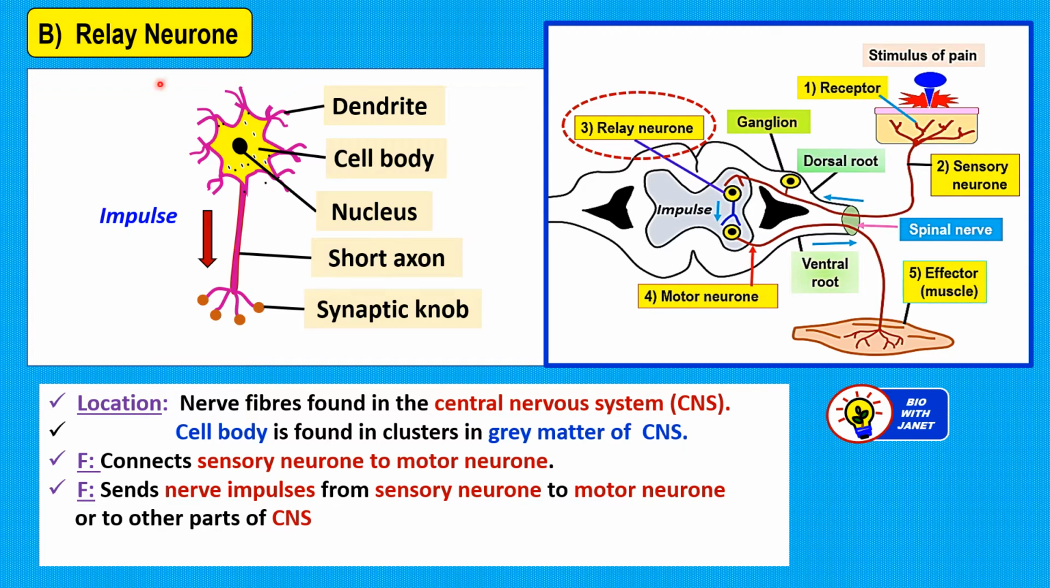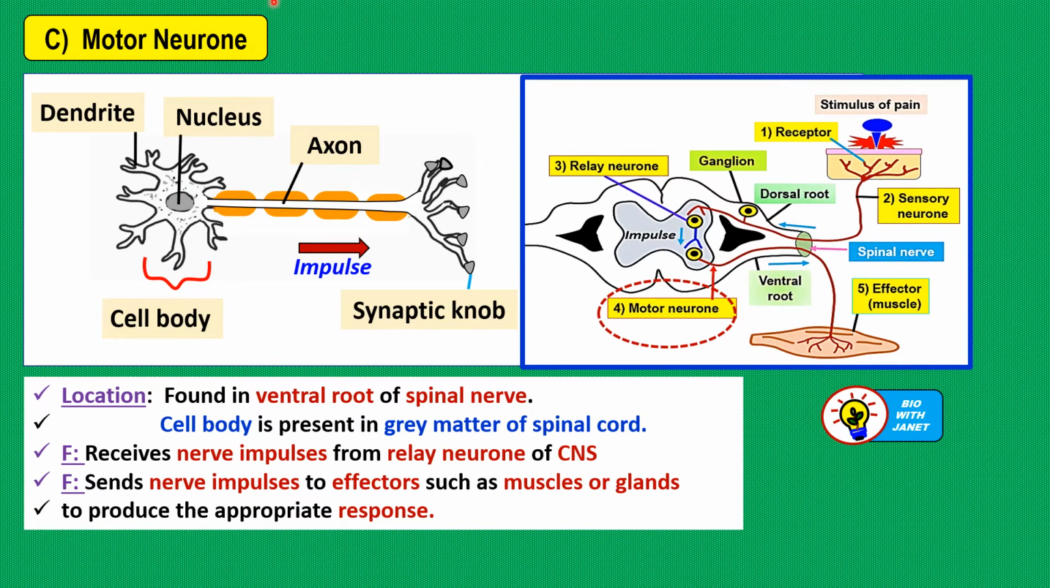So the structure of the relay neuron is quite similar to that of the motor neuron, but here it does not have the myelin sheath, like the one in the textbook. It does not have a myelin sheath surrounding the axon, coating the axon, compared to the motor neuron that has a myelin sheath surrounding the axon.